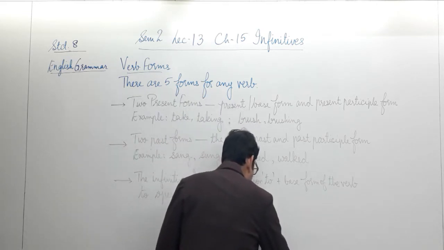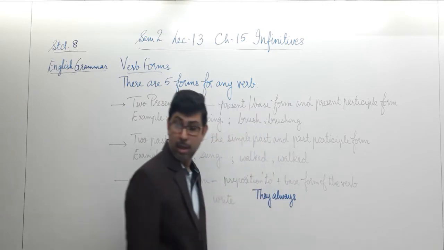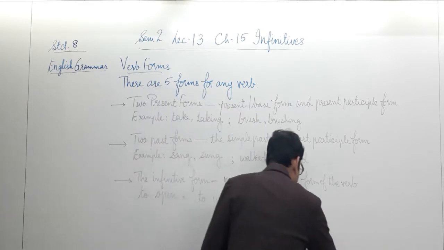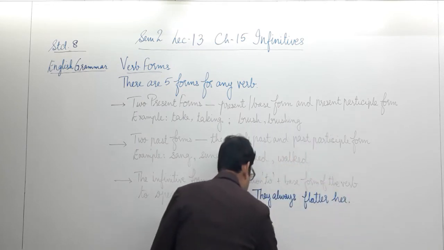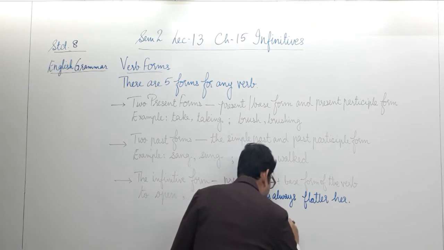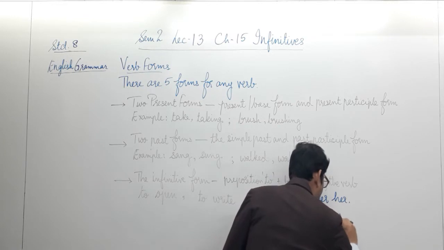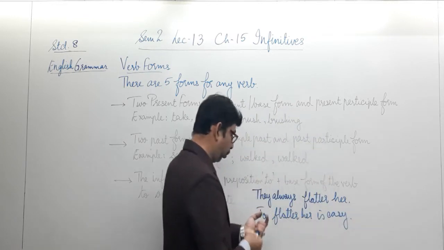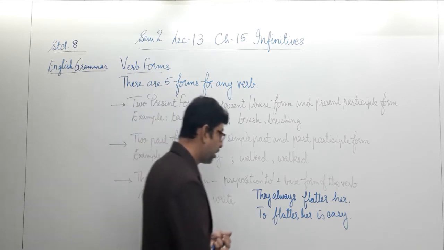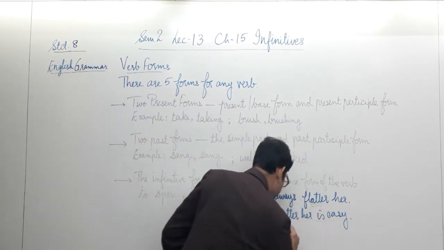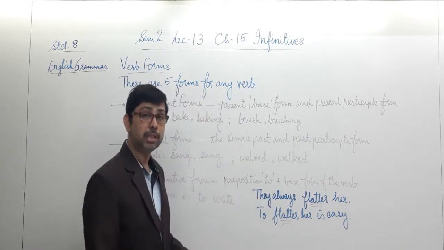If I write, they always flatter her. And I write the same sentence, to flatter her is easy. Now you can see the word flatter which has been used as a verb in this sentence over here. Flatter is the action doing word verb, isn't it? But it plays a different role in each of these sentences.